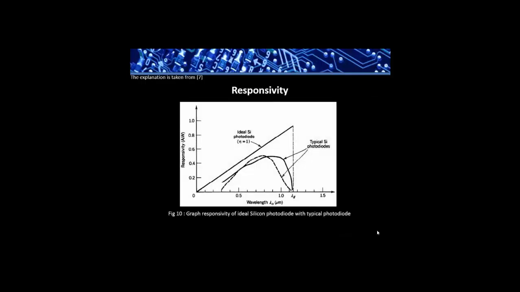Figure 10 shows an example of the responsivity of a photodiode. The ideal silicon photodiode is compared to a typical silicon photodiode. The typical silicon photodiodes differ totally from the ideal silicon responsivity.